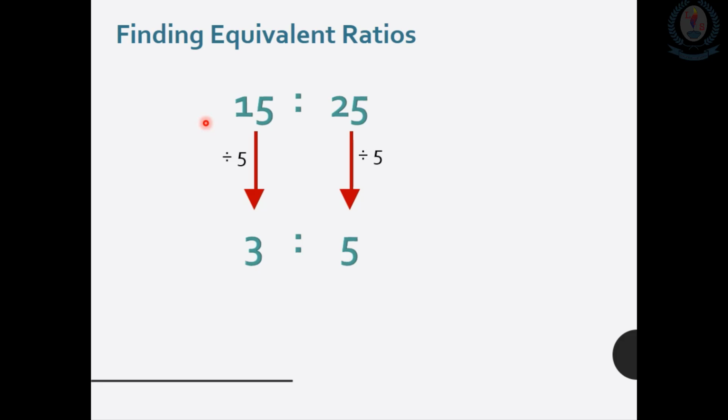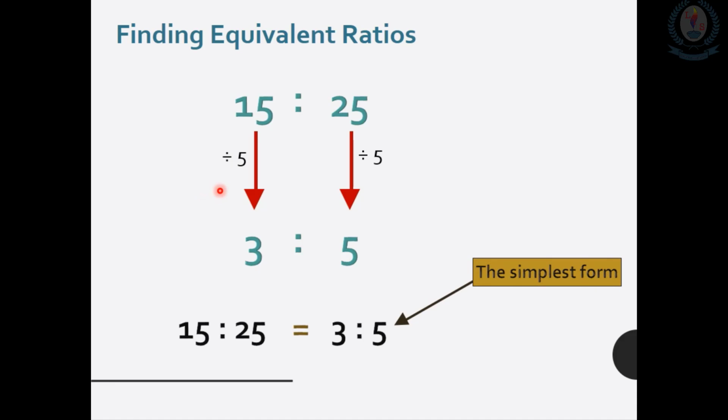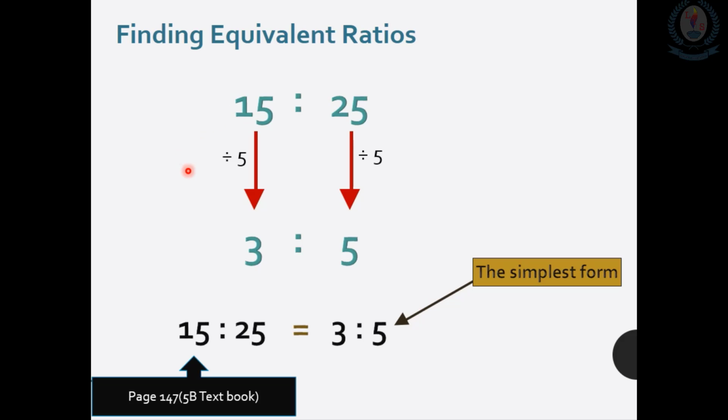See how I have written 15 to 25 in smaller terms? Yes, then we can write 15 to 25 is equal to 3 to 5. And children, see? The first term is 3, the second term is 5. Can we simplify these terms more? No. So we call this the simplest form of 15 to 25. So children, these type of exercises you meet on page 147 in the textbook. Try to keep it completed.